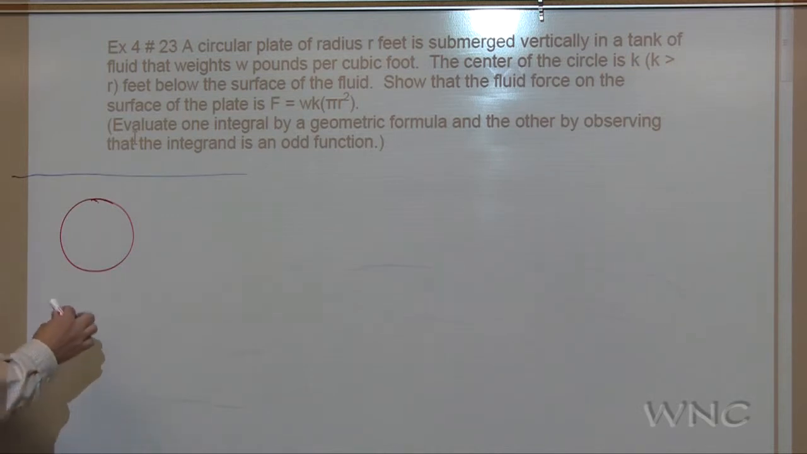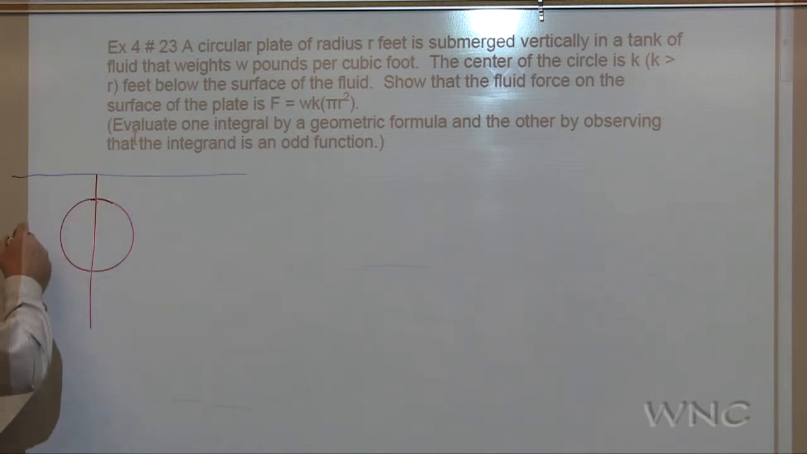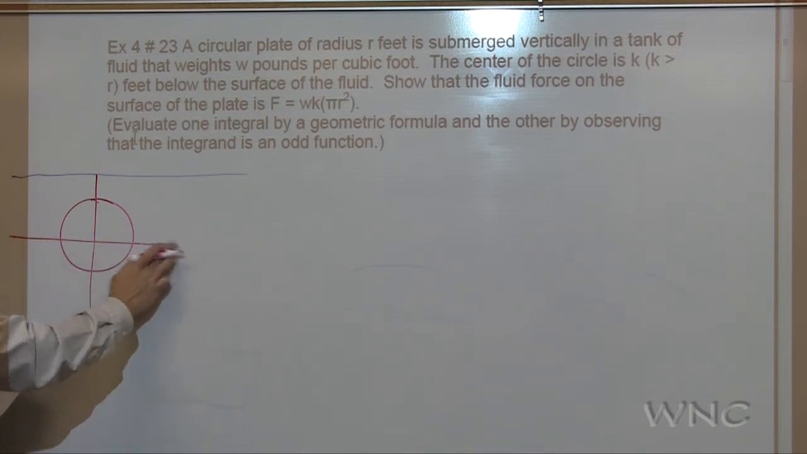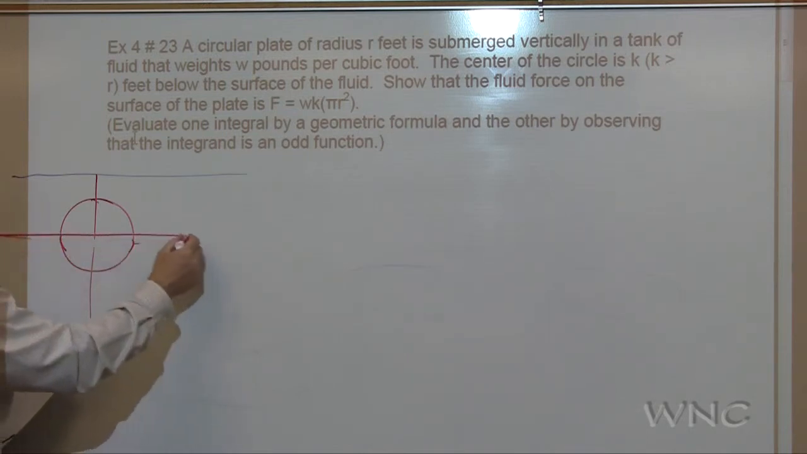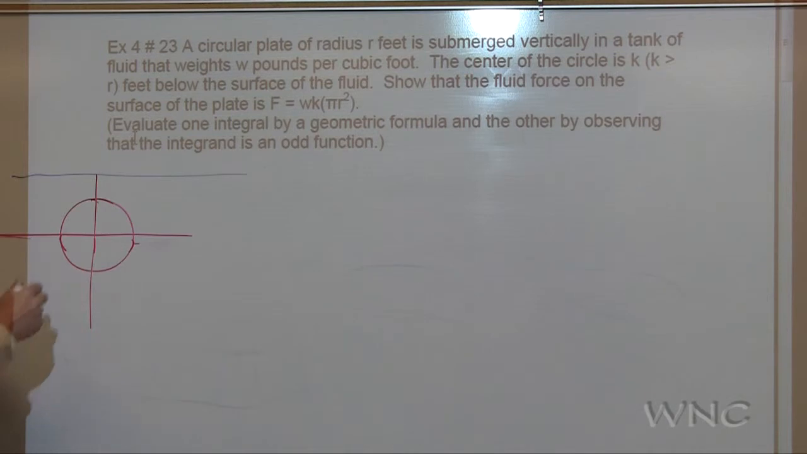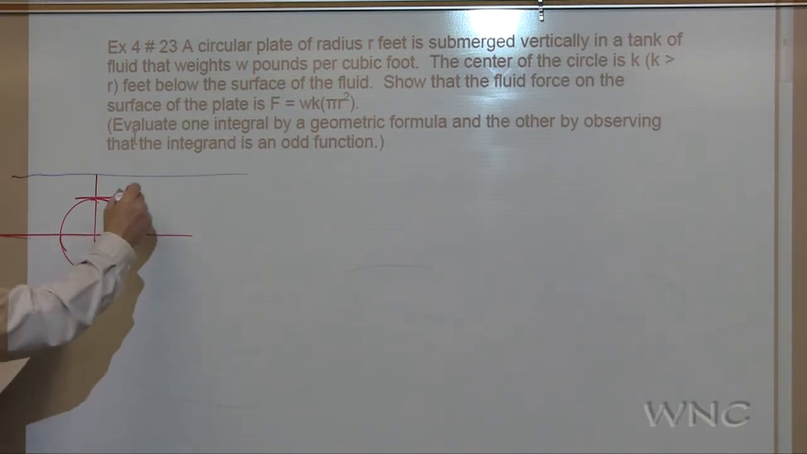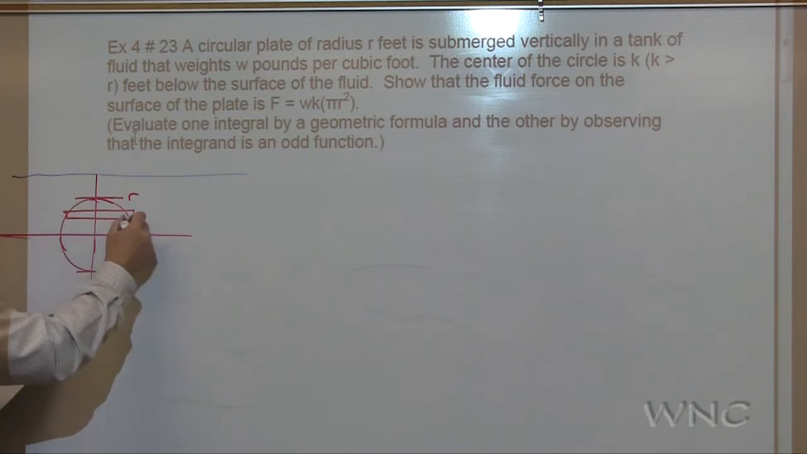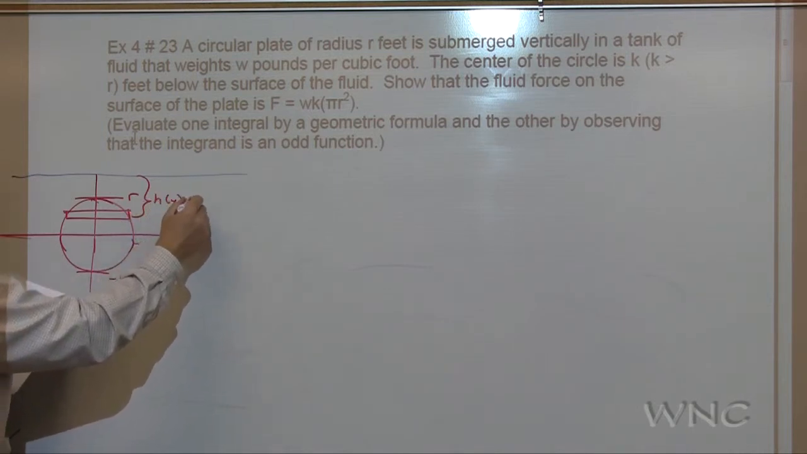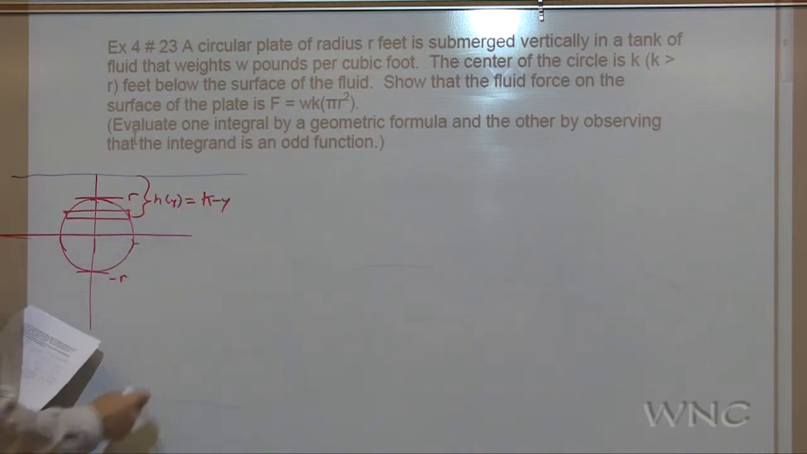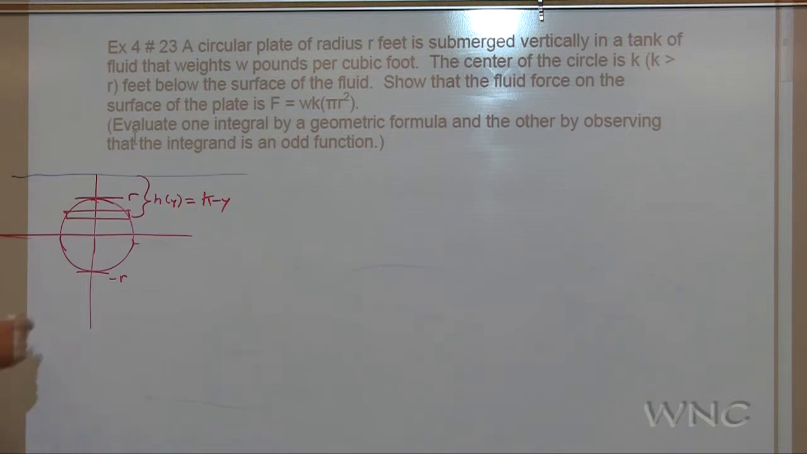So let's put this together. The top of this plate is r. The bottom of the plate we'll call negative r. We'll set up a little axis system here. Our height here, h of y, is going to be k minus y. The question is, what would we define this to be, the width of this?